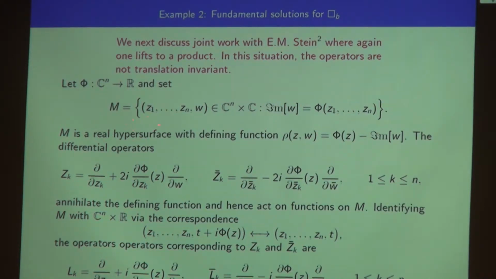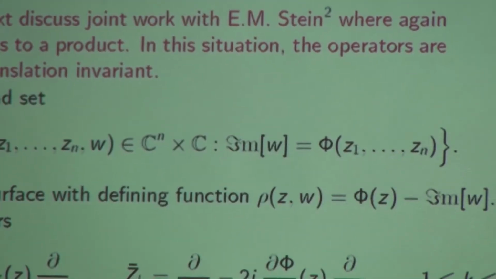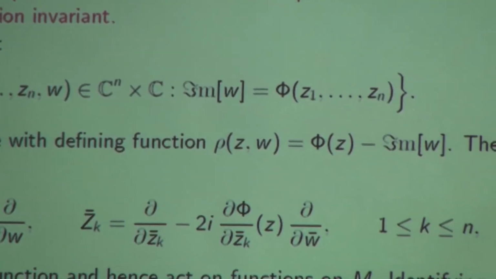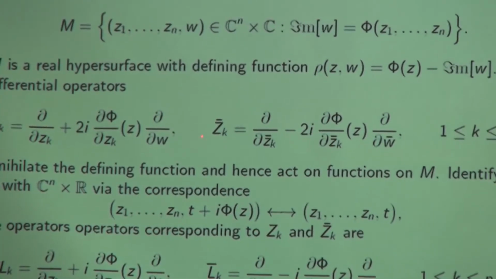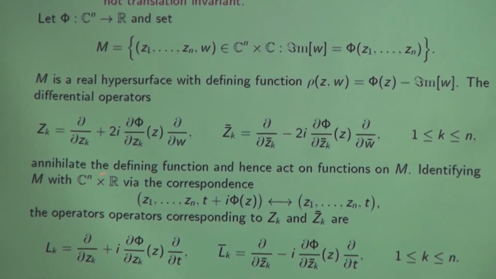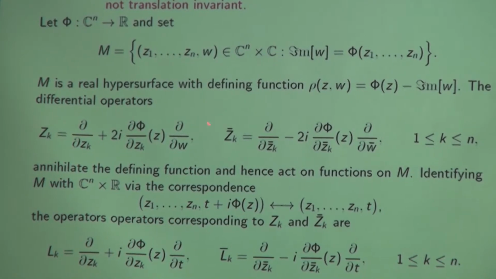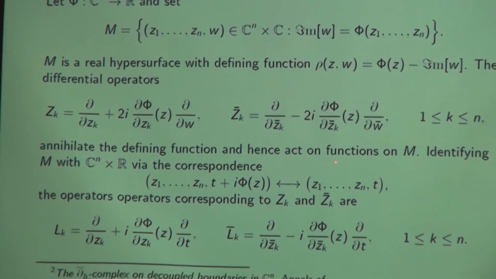well, I guess I'm talking about a hypersurface. I'm talking about the boundary of the domain. The imaginary part of w is a certain function phi of z1 through zn. It's a real hypersurface with this defining function, and if you look at these differential operators, there are going to be 2n of them because I have the z's and the z bars. These annihilate the defining function, so we can think of these operators as acting on functions on the hypersurface itself. I can identify this hypersurface with Cn cross R.